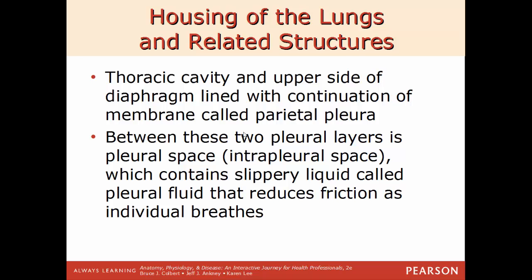Now, the terms parietal and visceral are general terms in anatomy. If a structure is visceral, it's contacting an organ directly. If it's parietal, it's lining a cavity. So the visceral pleura lines the lungs directly, and then the parietal pleura will line the diaphragm and the thoracic cavity. Now, in between these two membranes is a very small potential space called the interpleural space.